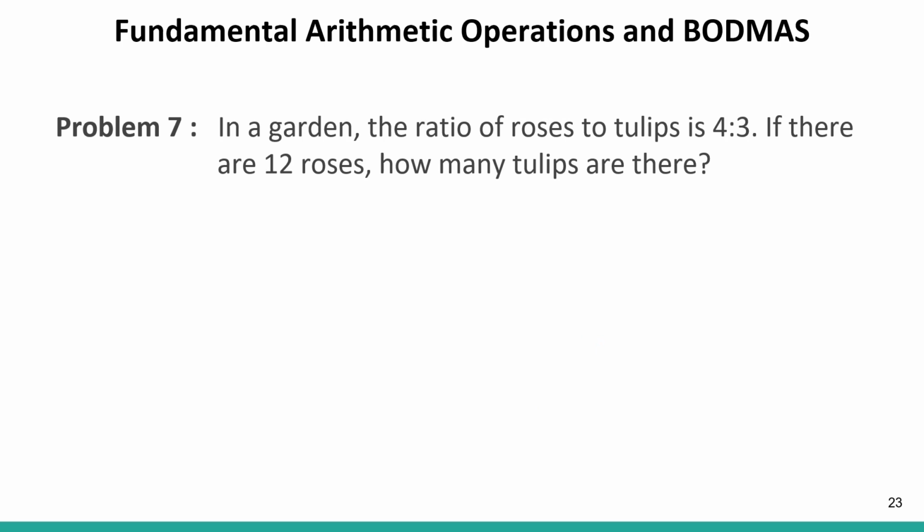What it asks us is: the ratio of roses to tulips is 4:3. If there are 12 roses, how many tulips are there? So let the amount of roses be 4x and the amount of tulips be 3x. So 4x is equal to 12. This implies that x is equal to 3. So this implies that 3x is equal to 9. So the number of tulips is 9.